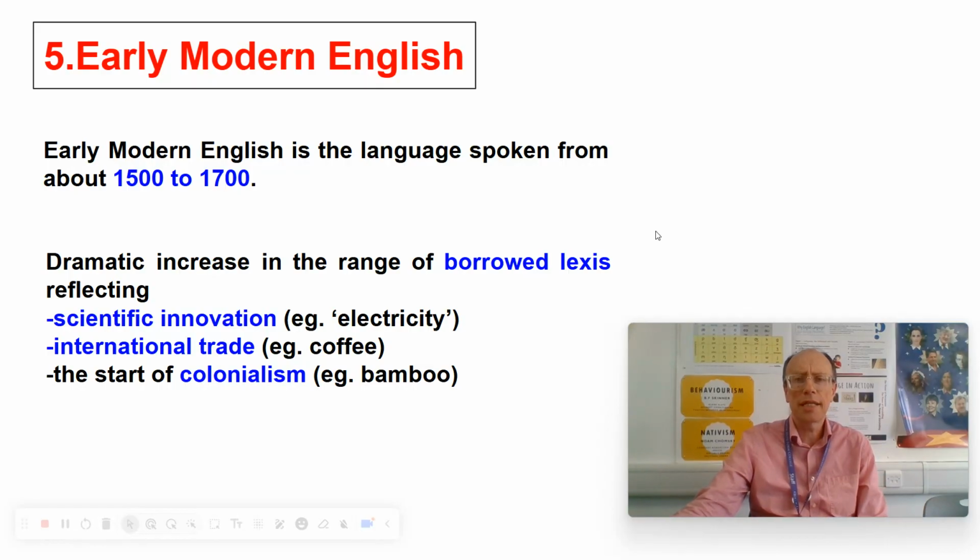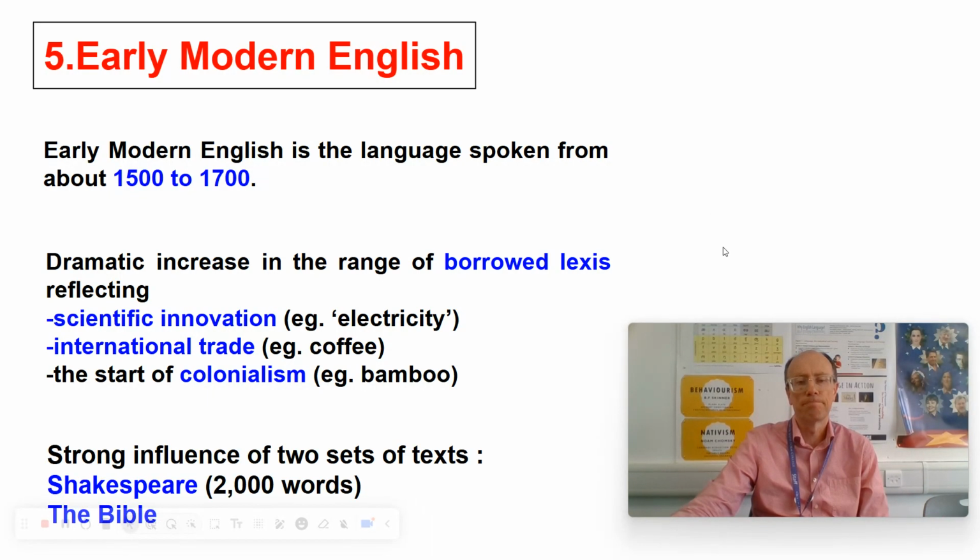We've got this dramatic increase in the range of borrowed lexis. So here are three examples. So we have a word like electricity that arises as a result of scientific innovation. We have a word like coffee, which results from international trade. We have another word, this one comes from Malay, which is bamboo. And so this shows that this is the period which is the start of colonialism.